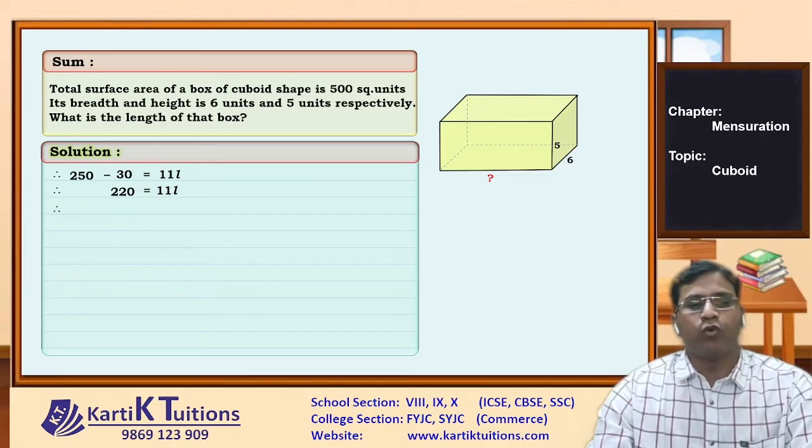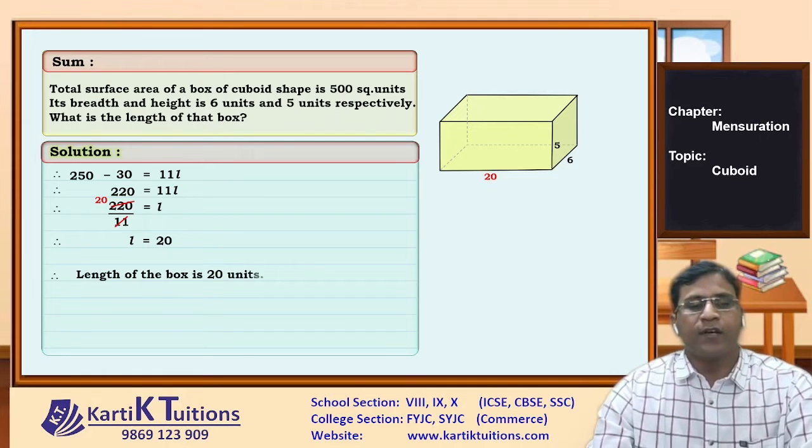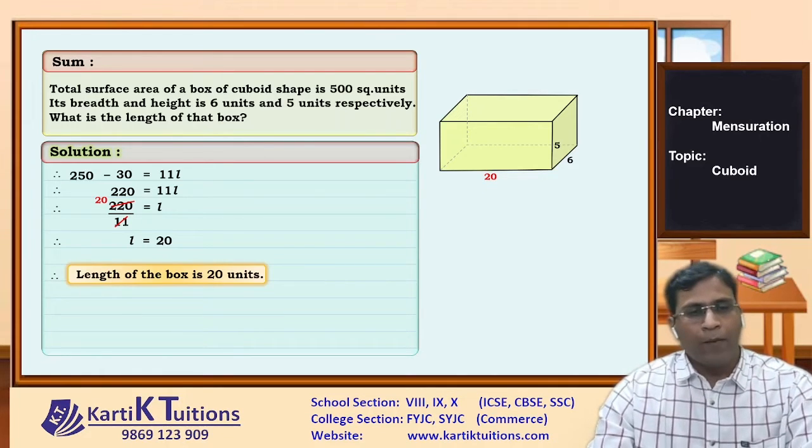So L will become 220 upon 11. Now 11 ones are 11, 11 twos are 22. So L becomes 20 units. So why units? See, in this sum they did not give units. They have only used units. So when you write the final answer, always mention it as units. So the length of the box is 20 units. I hope I'm clear till here.